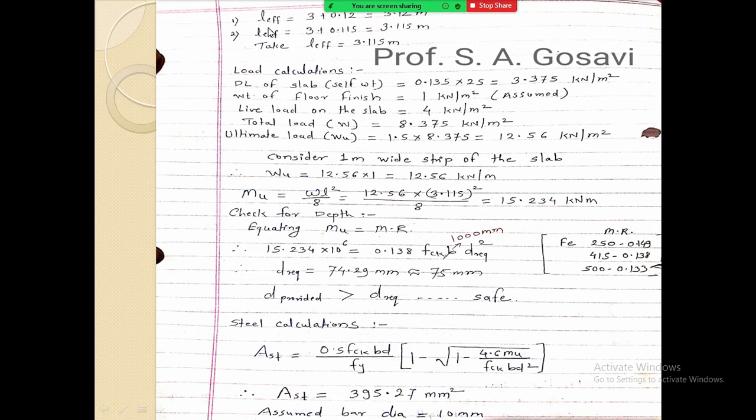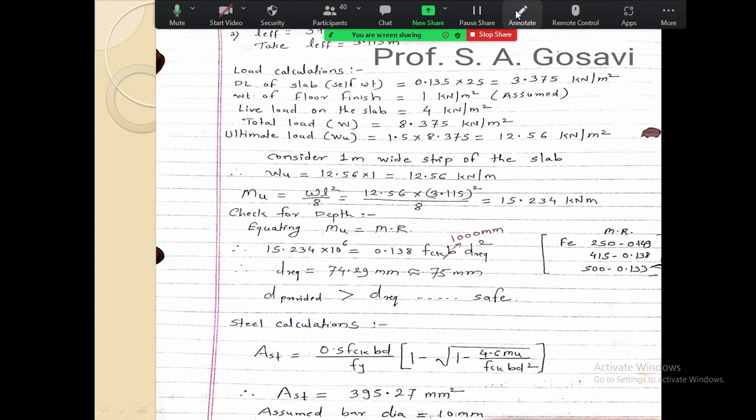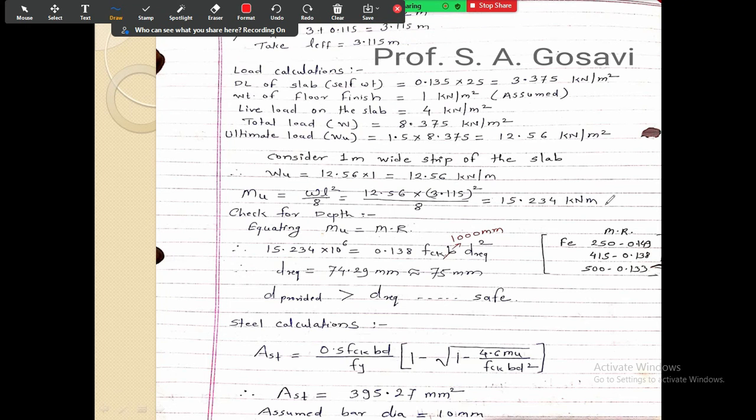So here you can see L effective is the clear span plus effective depth. It is calculated by both criteria, and whichever value is less, that value is taken over here. Okay. So now after this we do the load calculation. After the effective span we always do the load calculation.